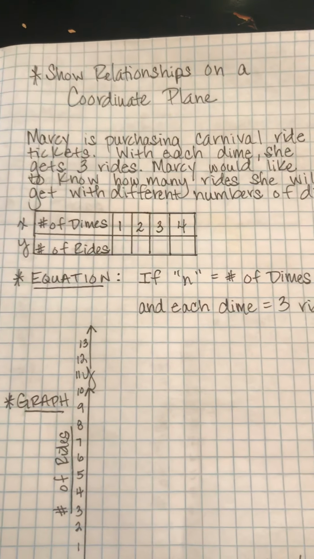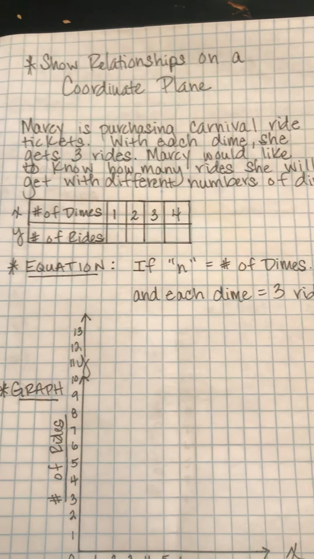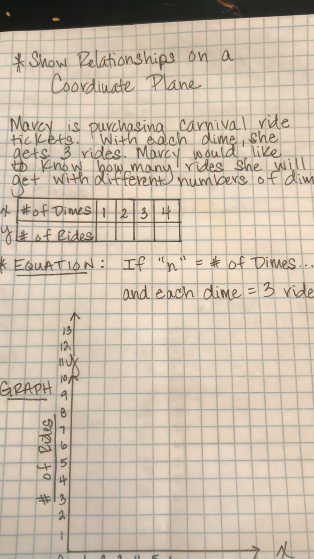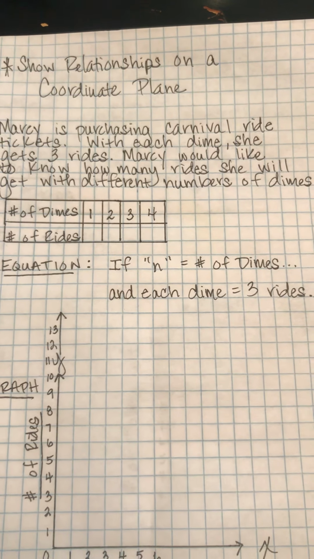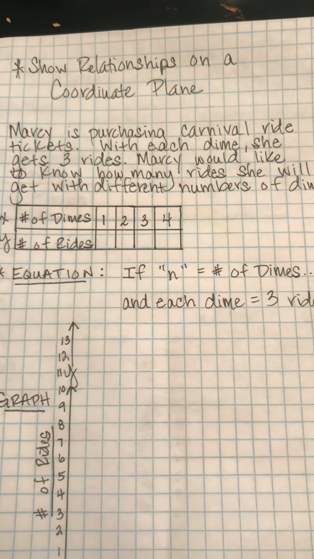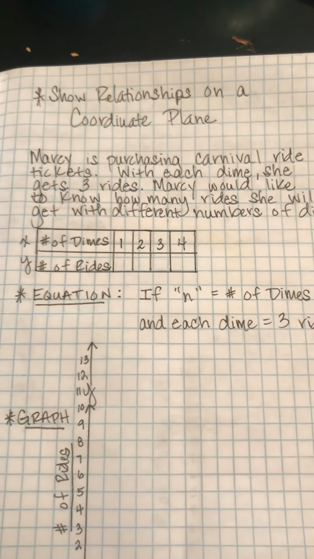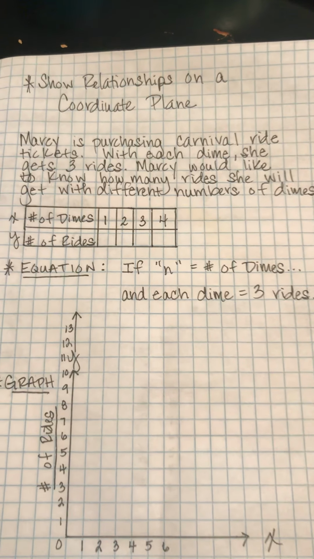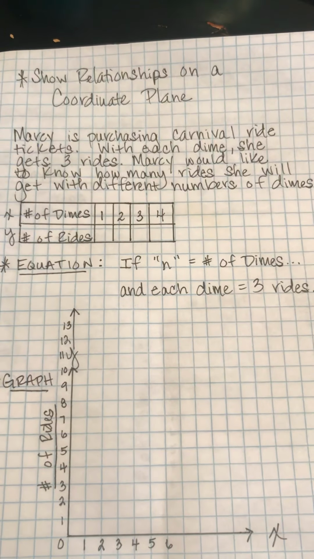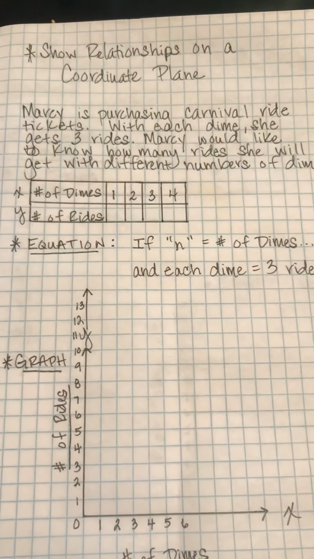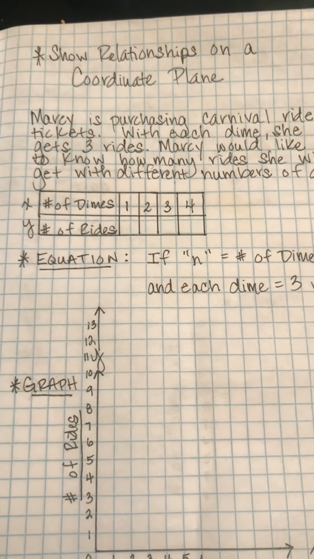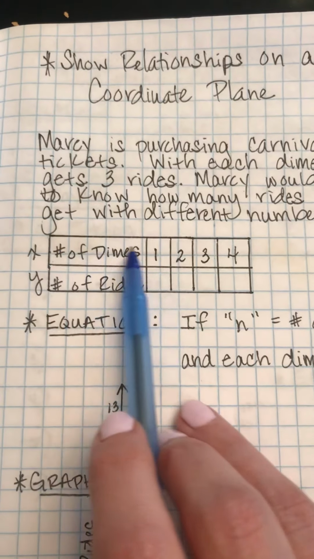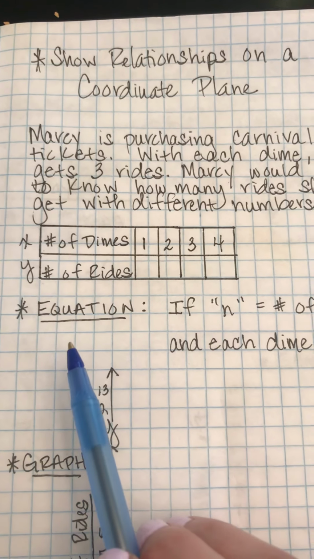It says Marcy is purchasing carnival ride tickets. With each dime, she gets 3 rides. We must be talking about times long gone, right? So with each dime, she gets 3 rides. Marcy would like to know how many rides she will get with different numbers of dimes. So what we're going to do is take our information and put it into a chart. Now, in our chart, we have a row here that is the number of dimes.